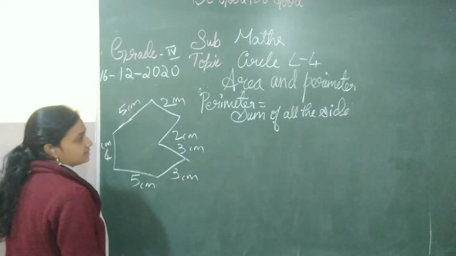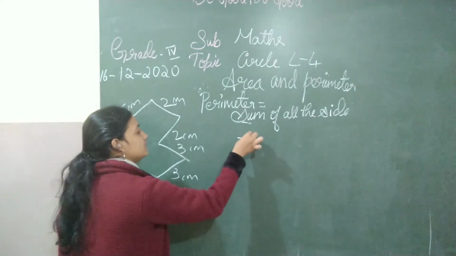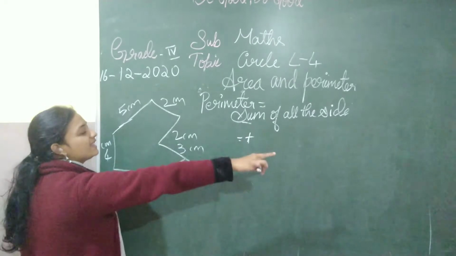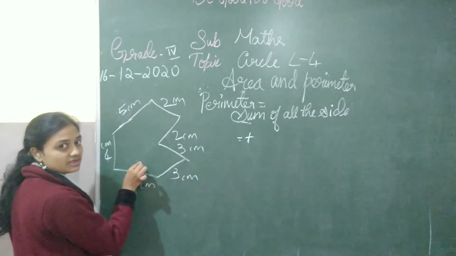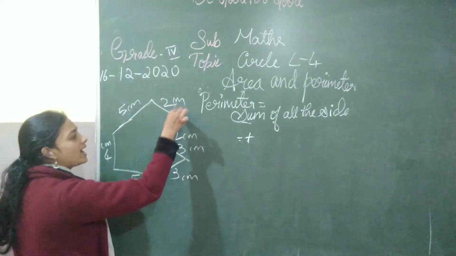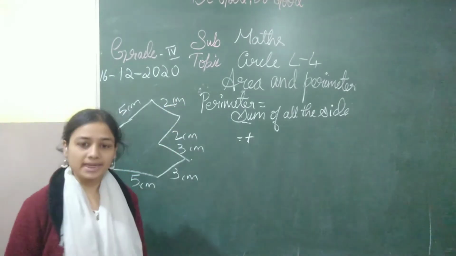What do you mean by this? Sum means, you all know, it is addition. So you have a plus sign everywhere. Of all the sides. If you take the picture here in the shape, you have so many sides. When you add all these sides, the answer you get is called the perimeter.